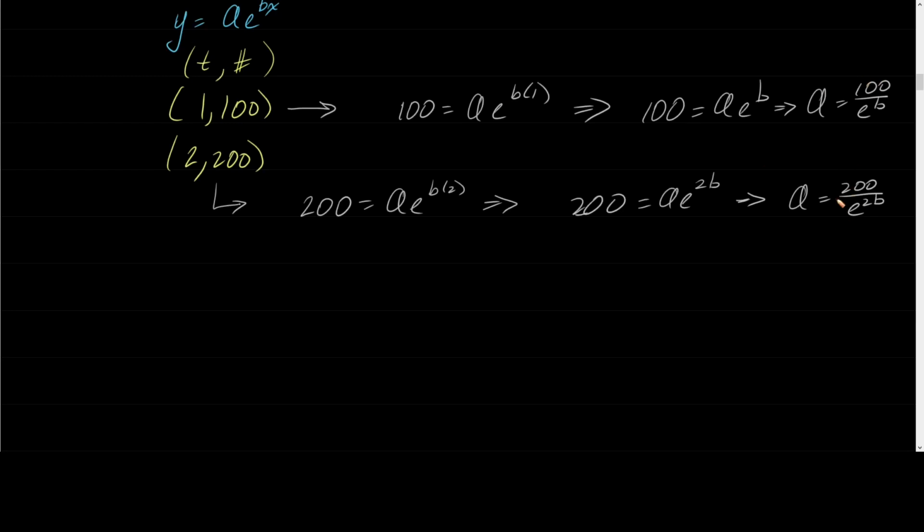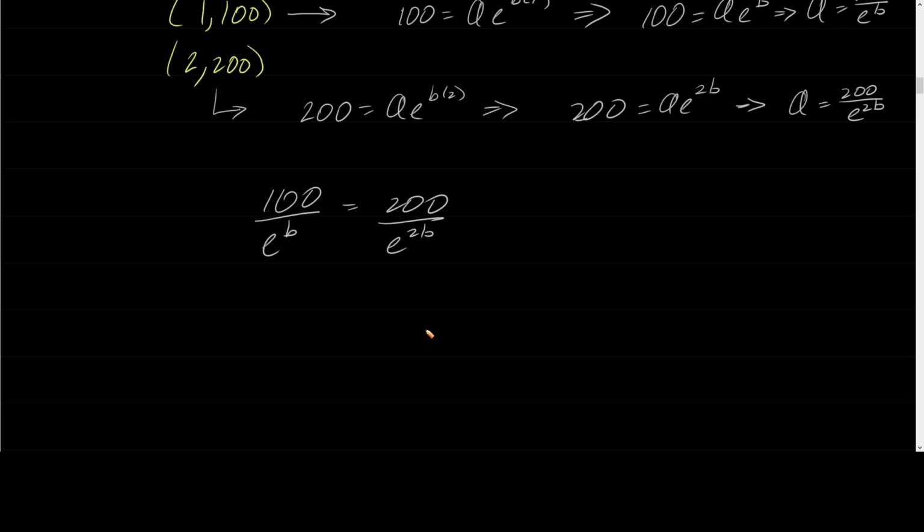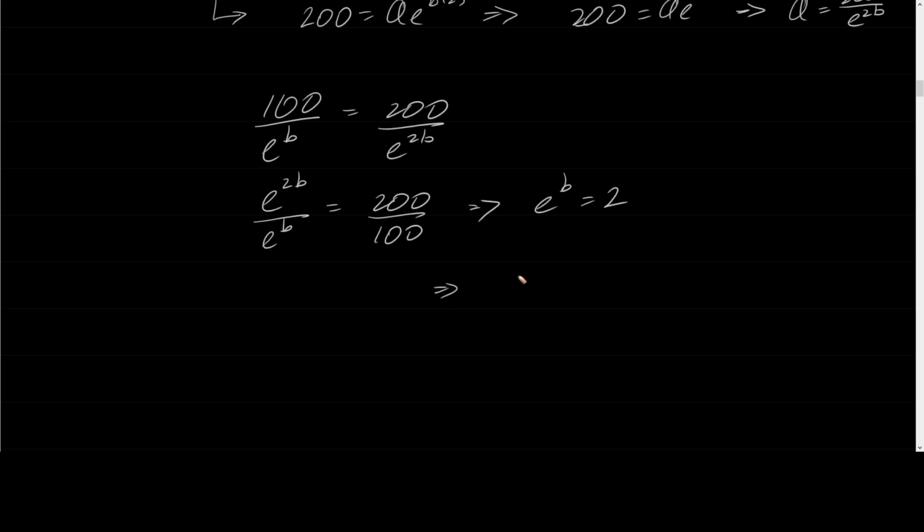So what we're going to do now is set these equal to each other, and say 100 over e to the b is equal to 200 over e to the 2b. At that point, we can do some cross multiplication, and I end up with e to the 2b over e to the b is equal to 200 over 100. In other words, e to the b is equal to 2, right? All I did was apply the rules of exponents here and reduce, which tells me now that b is equal to ln of 2 by just taking the ln of both sides.